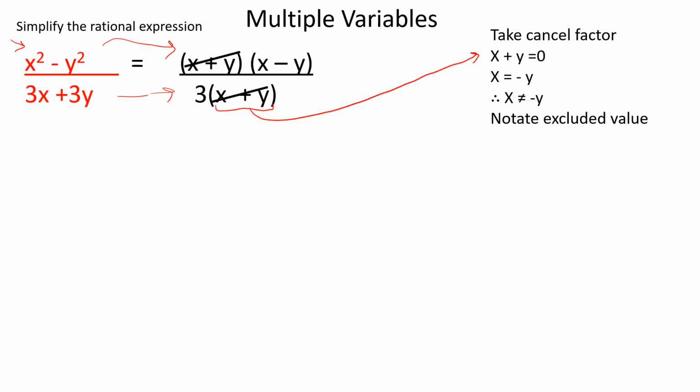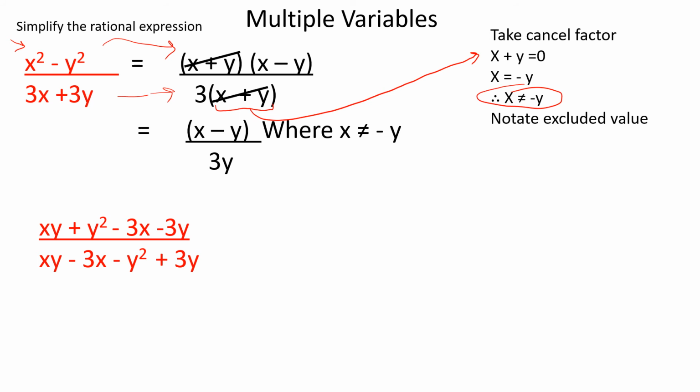We're going to set it equal to 0. Only this time you're going to just solve for one of the variables. You can either solve for y or you can solve for x. I chose to solve for x. So when I solve for x, I end up with x equals negative y. And so you're just going to denote that the excluded value is x cannot be negative y. So this again was how you would write your answer. We've got our reduced fraction and we're saying x cannot equal negative y.